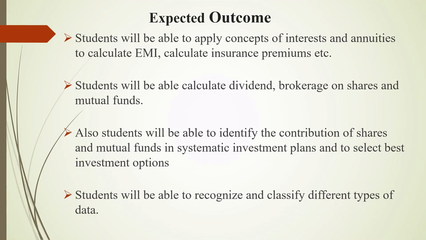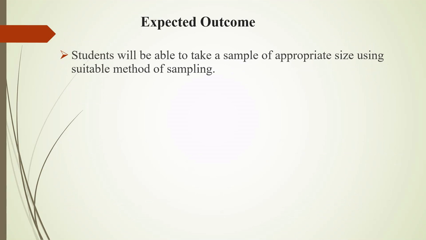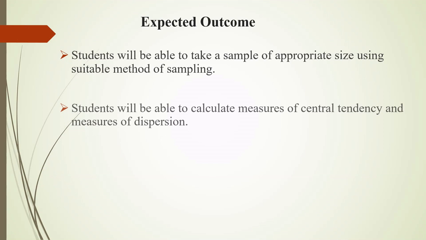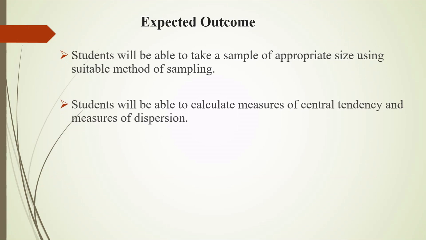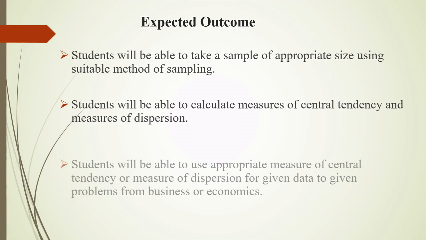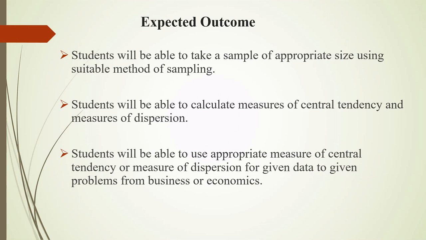Students will be able to recognize and classify different types of data. Students will be able to take a sample of appropriate size using a suitable method of sampling. Students will be able to calculate measures of central tendency and measures of dispersion. Students will be able to use appropriate measures of central tendency or measures of dispersion for given data to given problems from business or economics.